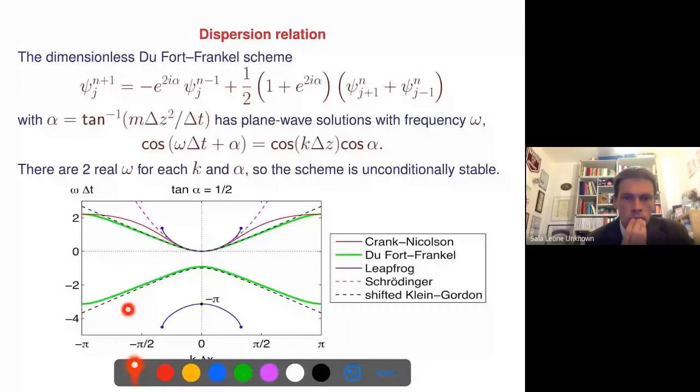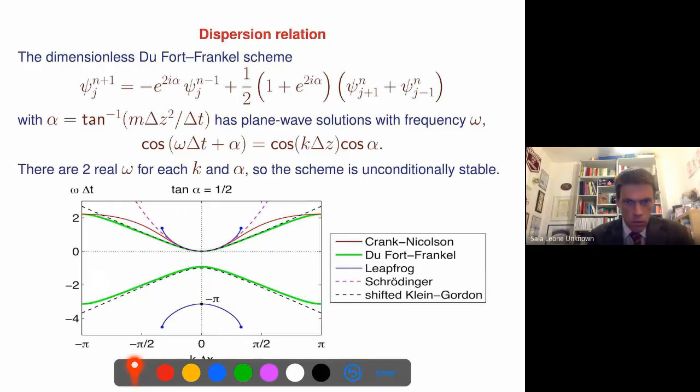And the leapfrog is shown in the blue. So again, this has got 2 branches. One of them now always goes through minus pi. So this is saying that we reverse the solution every time step. And also it dies at some finite wave number where it becomes unstable. The Fort-Frankel, by contrast, stays stable all the way out to the edge of the, what do they call them? Forget what I call the cell where if we go any further, we just alias back onto other wave numbers.